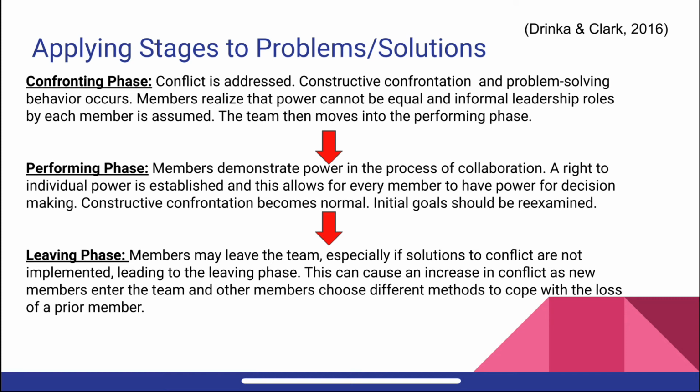In the confronting phase, conflict is addressed. Constructive confrontation and problem-solving behavior occurs. Members realize that power cannot be equal, and informal leadership roles by each member are assumed. The team then moves into the performing phase. However, if conflict is not addressed in the confronting phase, the team reverts back to the norming phase, where conflict is often pushed under the rug.